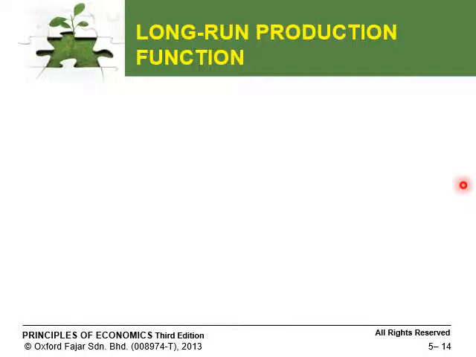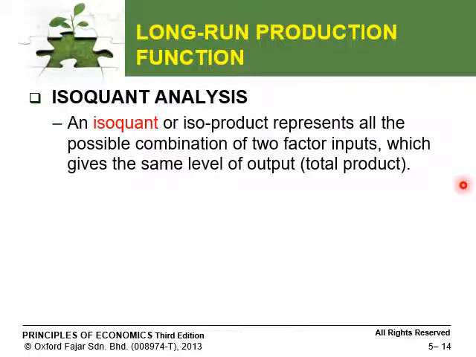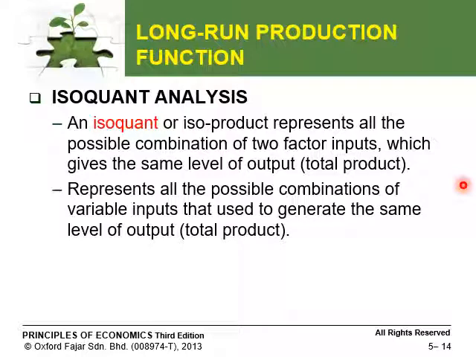Okay, we have just finished discussing the short run production. So now we are going to go into the long run production function. Okay, what is meant by isoquant analysis? Isoquant refers to the possible combinations of two factor inputs which give the same level of output.